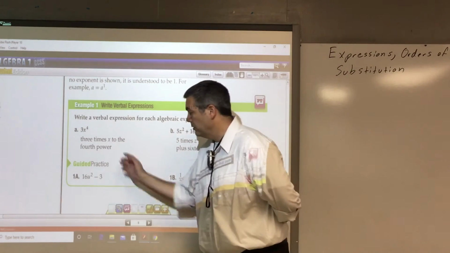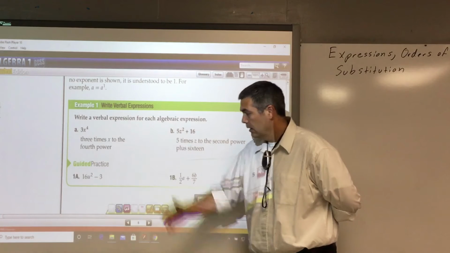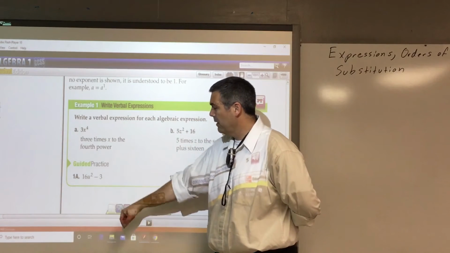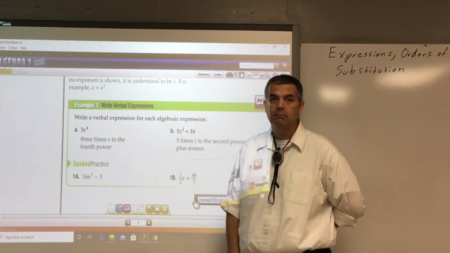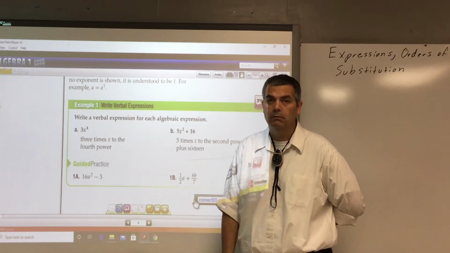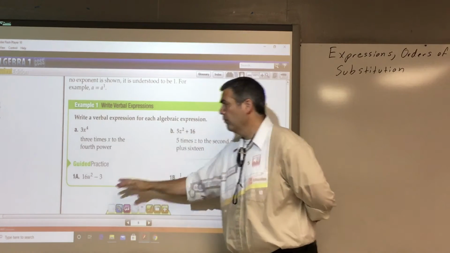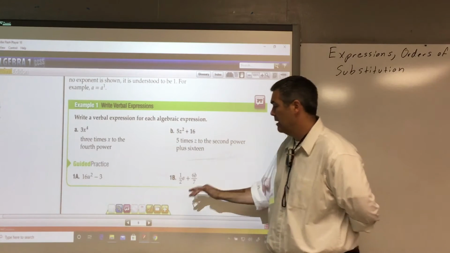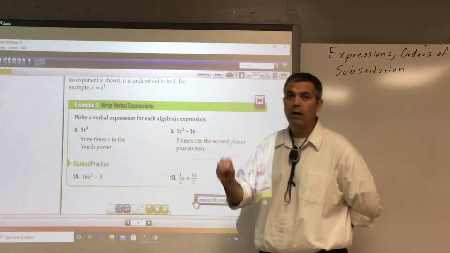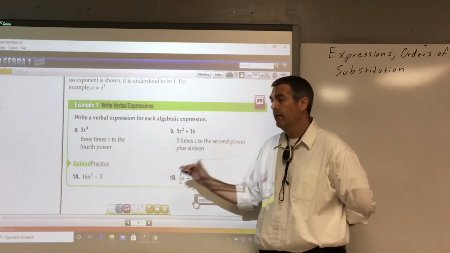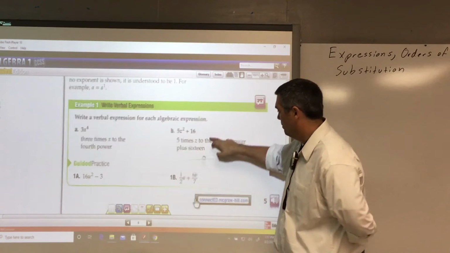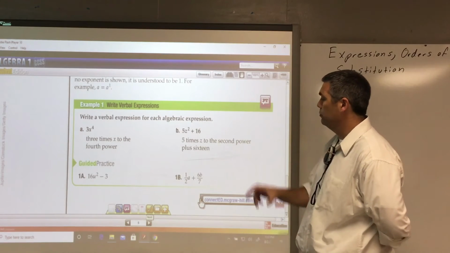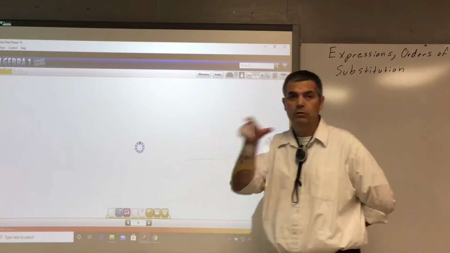Okay? And then you can come down here and do these two. I'll do one. 16u squared minus 3. 16 times u to the 2nd power minus 3. That's what you're looking at. Okay? Don't overcomplicate this portion of it. Okay? It's not that complicated if you just write it like you read it. Okay? The more complicated part is making sure that when you take it from words to the expression.